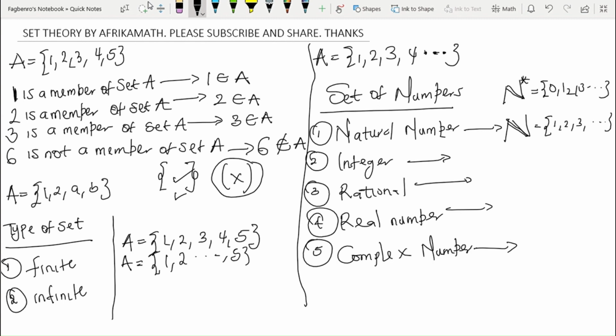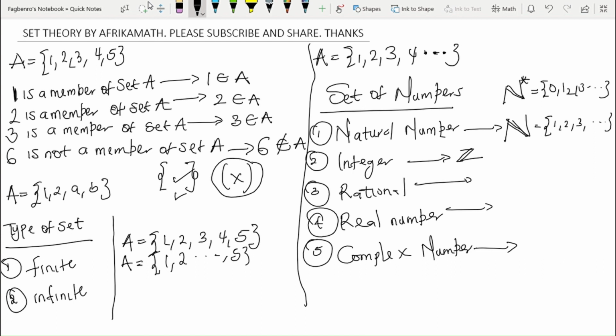Alright. Now, integers. Talking about integers, I can rewrite integers in form of natural numbers. That is, integers are also known as whole numbers. That is a number without a point. It can be negative, it can be positive. Okay, and the symbol for integer is this.